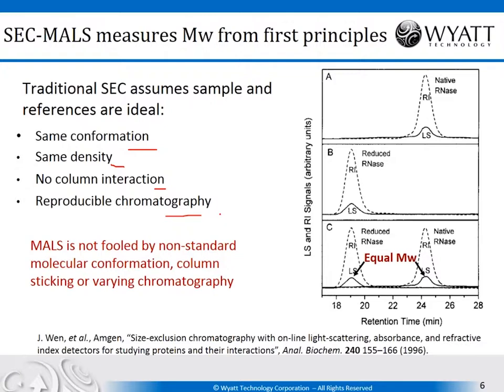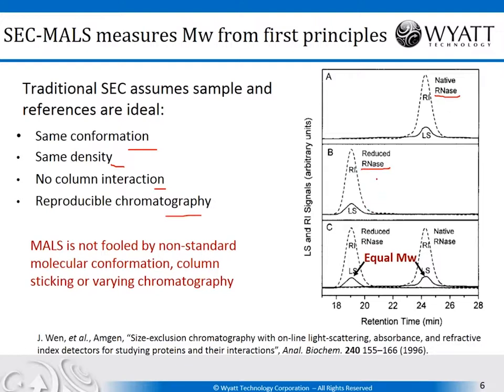And these are all things that are avoided by the use of light scattering, because light scattering really doesn't care about the specific elution time. It's not fooled by non-standard molecular conformations, by column sticking, by variant chromatography. And to the right here, we have a nice example of this. We have the elution of native RNase protein, which comes out relatively late, and the reduced RNase protein, which comes out much earlier.